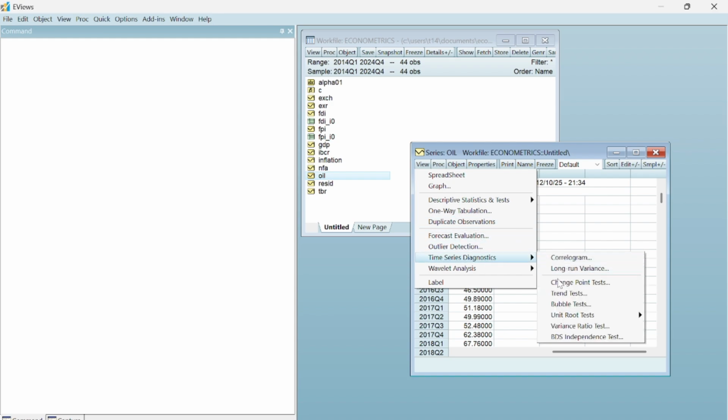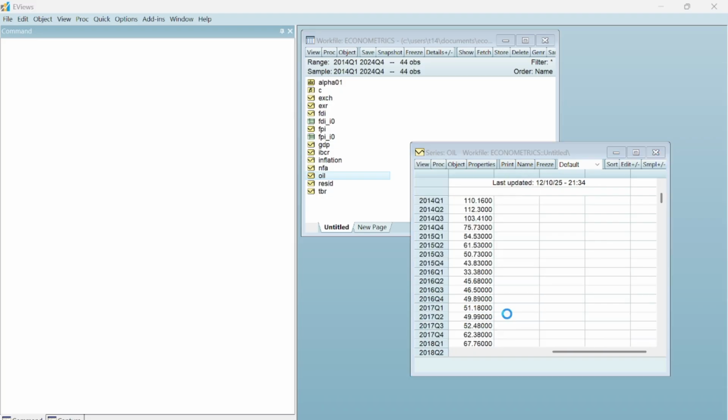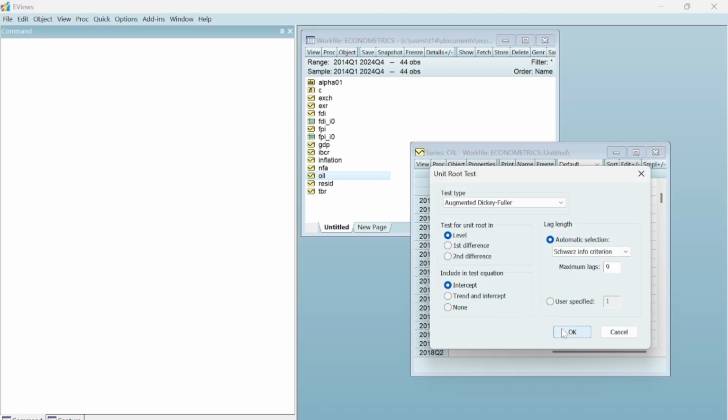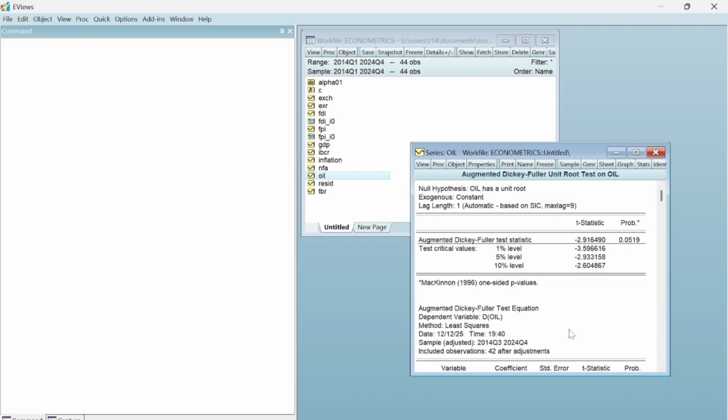time series diagnostics, click unit root test, click standard unit root test. Most times when you click the level, you try intercept, and if it is not significant, you can go and check for your trend and intercept to see if that's the issue. So we click OK. This 0.051 is actually significant at 10%, but it's not significant at 5%. But you can let this fly.